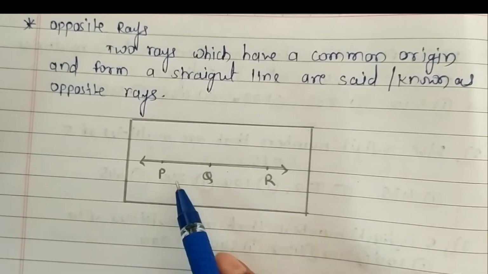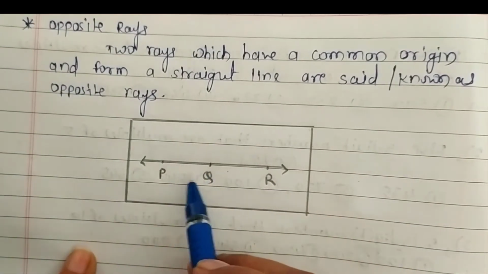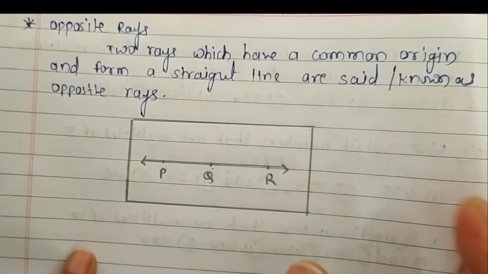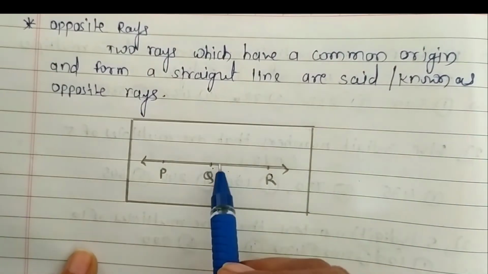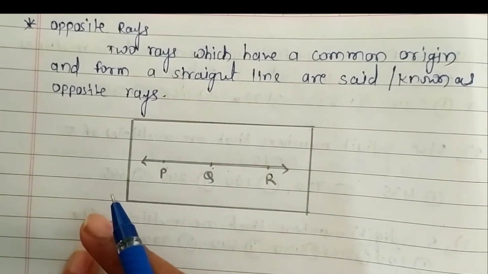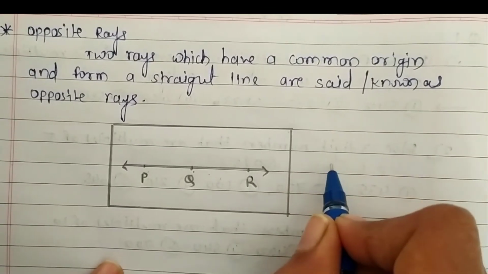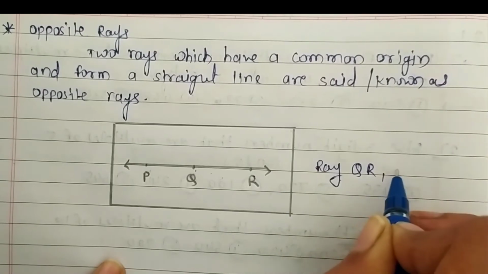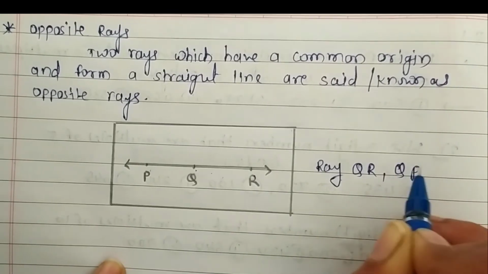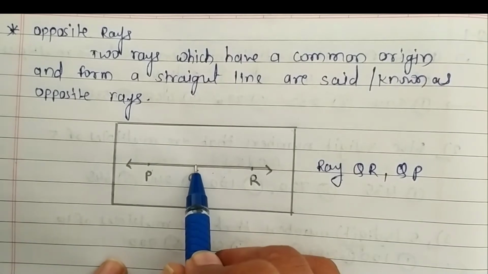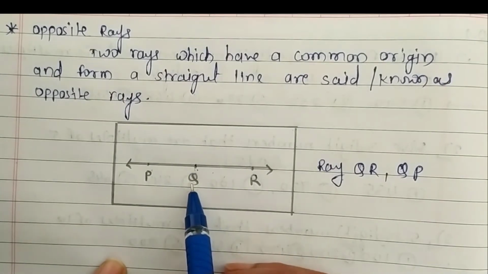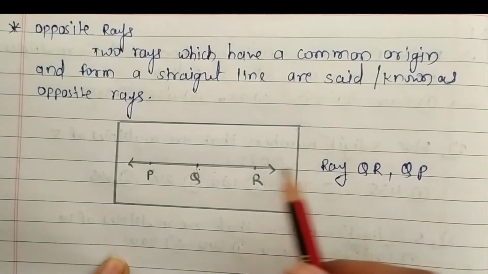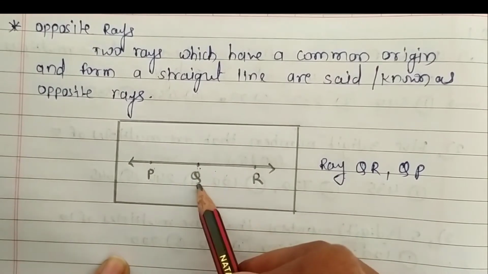Observe this figure. This figure has two rays: ray QR on our right hand side and ray QP on our left hand side. The names of the two rays are ray QR and QP. This is the origin of the ray. The starting point of a ray is called the origin. We learned it in our 6th standard. So Q is the origin here.